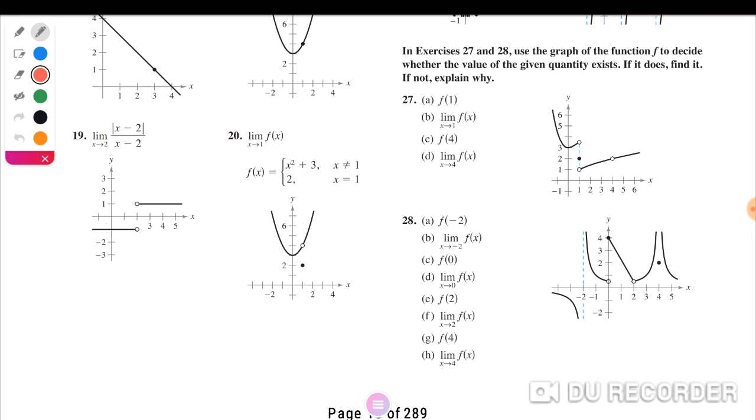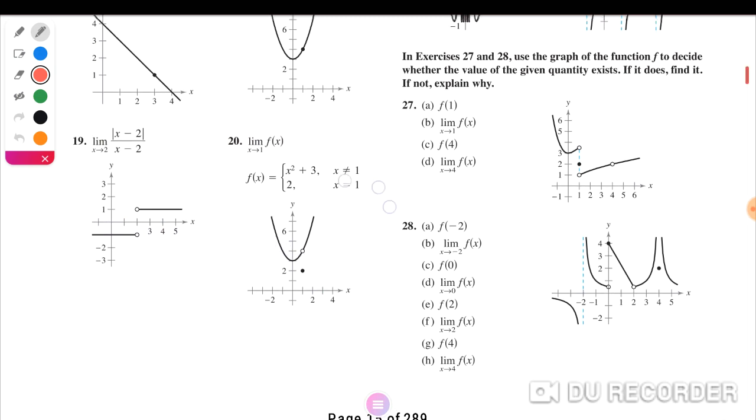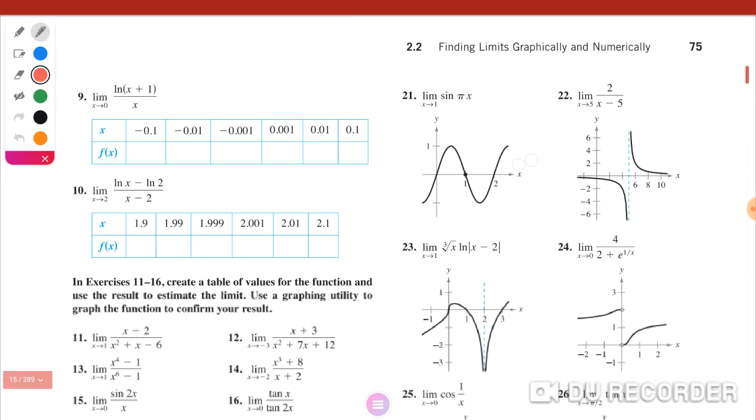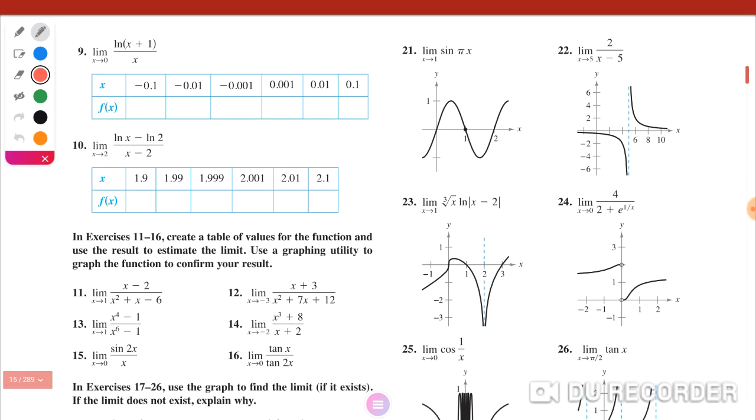Now, I'll correct the other homework. Wait. Here, this one, focus with me. This one, question number 21. Limit of sin(pi x) when x approaches 1.